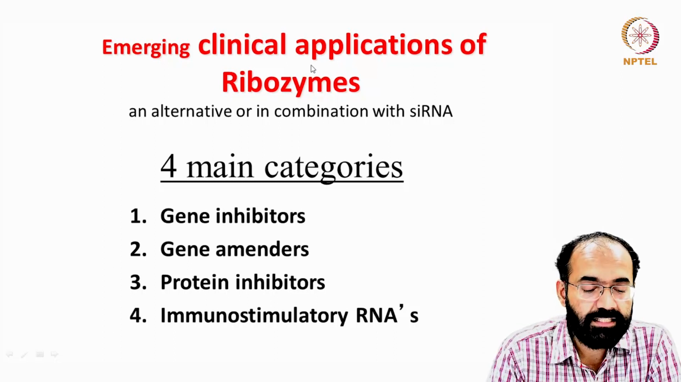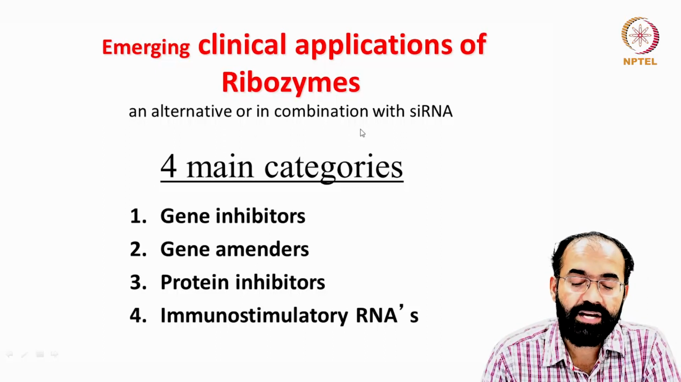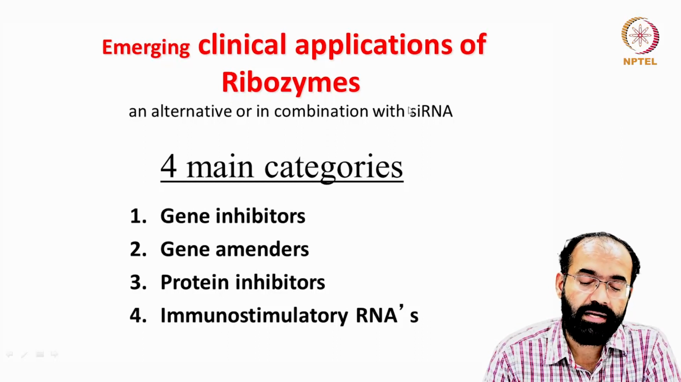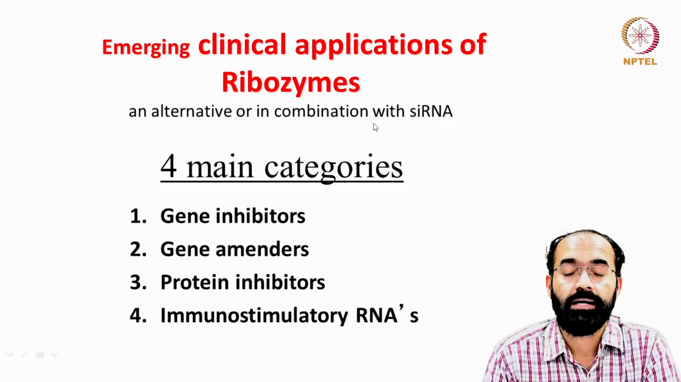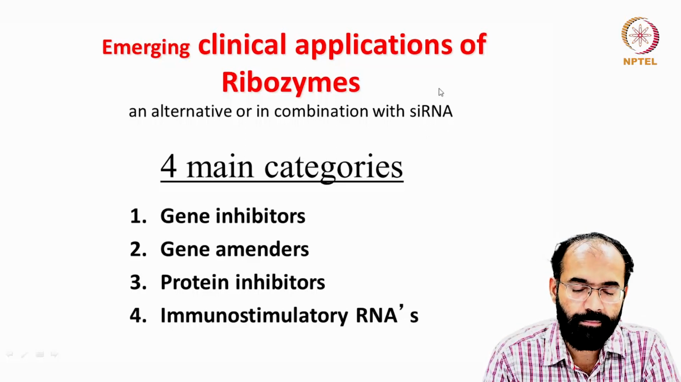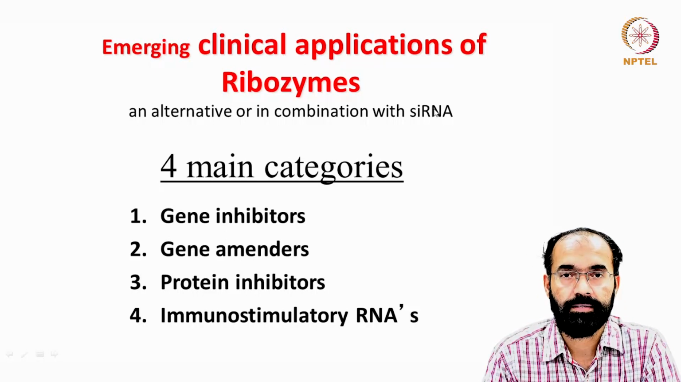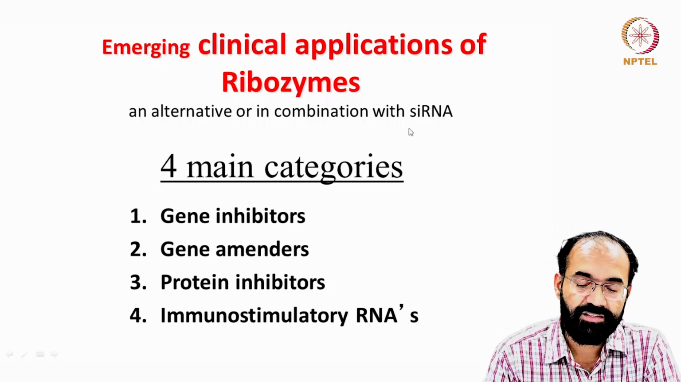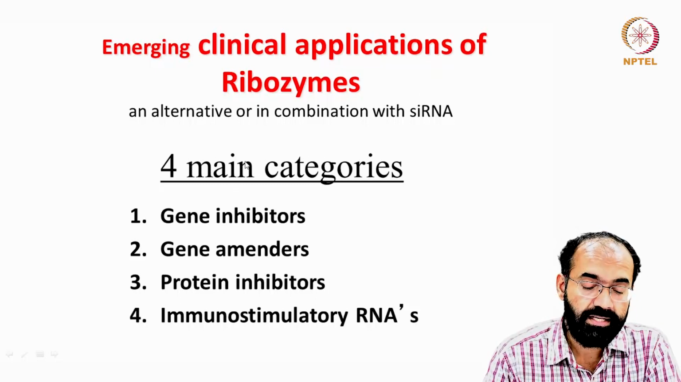So let us quickly see some of the emerging clinical applications of ribozymes, as an alternative or in combination with siRNA. siRNA is small interfering RNA. We will see in more detail how they target an RNA because we haven't discussed it yet. But for the time being, understand that siRNA can also negatively regulate gene expression. That means siRNA can inhibit an RNA's expression. We will see more in detail when we study siRNA. For the time being, we are addressing only the ribozyme.